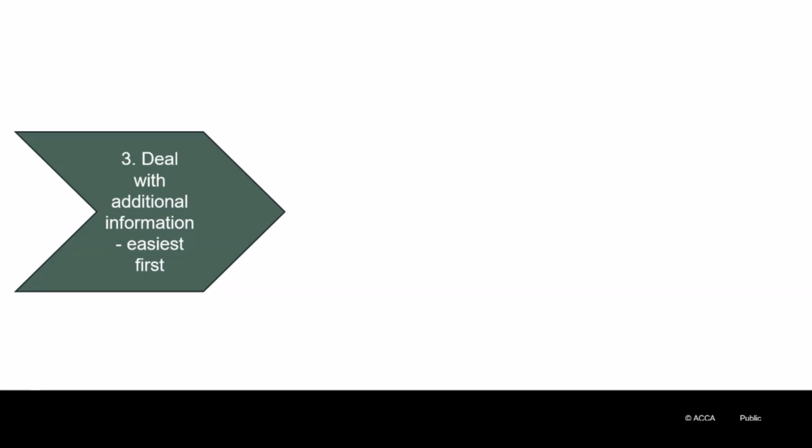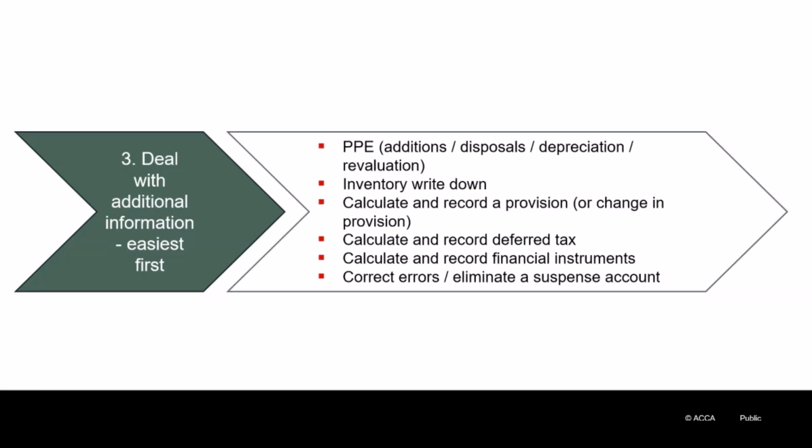Now we come to the third step, which is to deal with the additional information. In this, multiple pieces of information can come up, and these are some of the common examples, but anything can come up from anywhere in the syllabus.